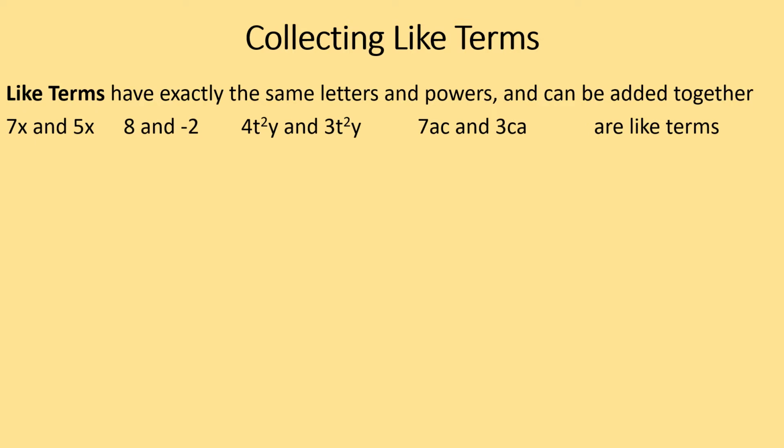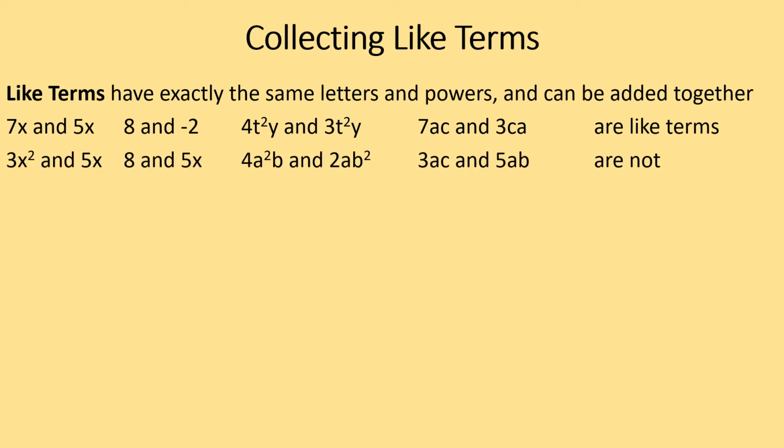We can collect them. So all of these are examples of like terms. We've got 7x and 5x, we can add them, 8 and minus 2, so if there's no letters, that's also fine. 4t squared y and 3t squared y are like terms because they both have the square on the t. And 7ac and 3ca, this is one that people tend to forget. Those are like terms because they've got exactly the same letters and same powers. The order doesn't matter. You put them together and you get 10ac or 10ca, which means the same thing.